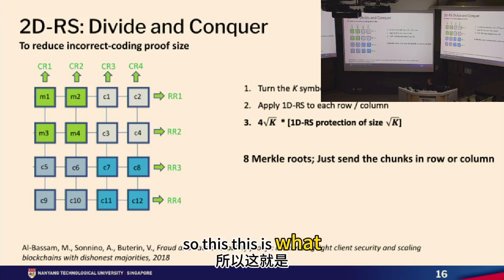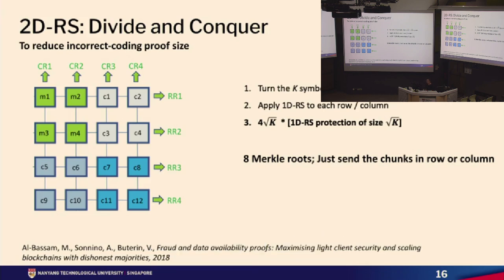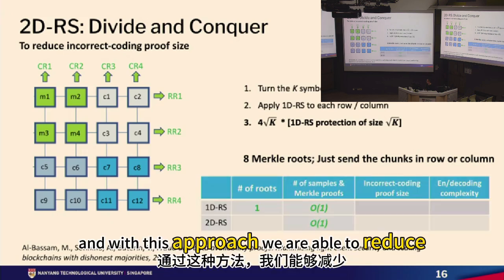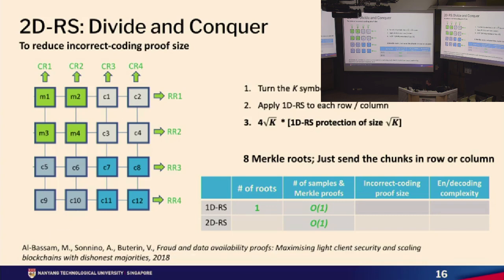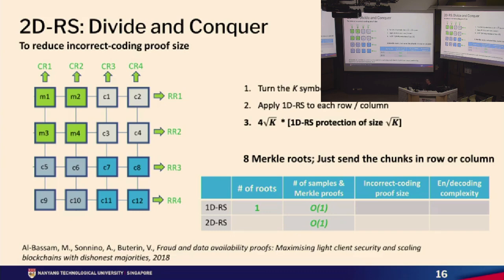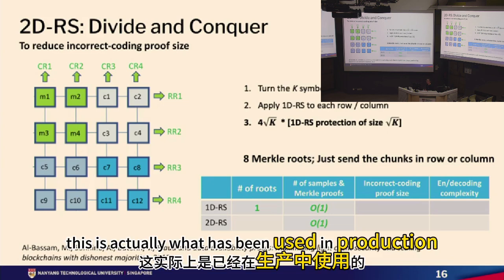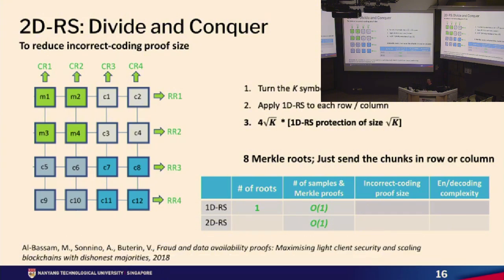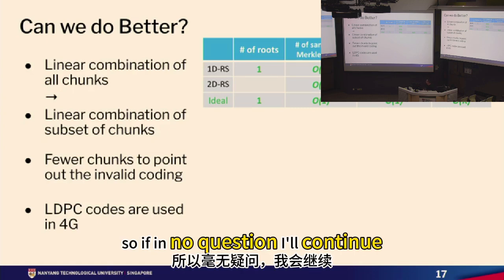So this is what is so-called 2-dimension RS encoding and decoding. And with this approach, we are able to reduce the complexity. The Merkle proof is still O(1), but the incorrect coding proof size is enhanced. Any question for this? This is actually what has been used in production. So if no question, I'll continue.